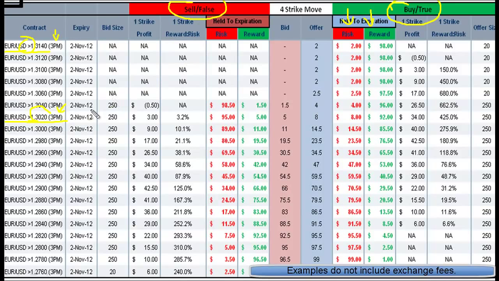So by saying that statement is false, or any of these statements if you sell them, you're saying the euro dollar will be less than or equal to 1.3020. So if this statement is false at expiration, then you'll realize the maximum reward. And if the statement is true at expiration and you sold, you'll realize the maximum risk on the trade.